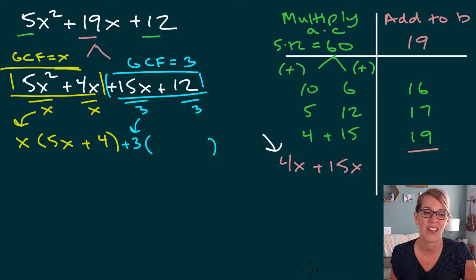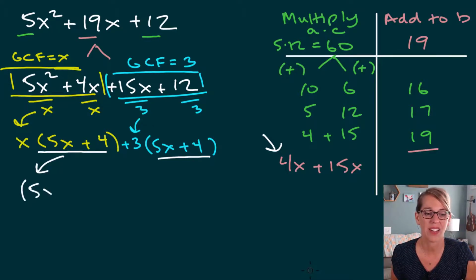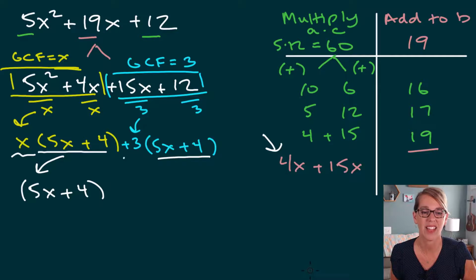What do I have left? 15 divided by 3 is 5, so I get 5x. 12 divided by 3 is 4. No coincidence, I ended up with the same factor in the parentheses, that 5x plus 4. This 5x plus 4 can now be factored out in front. So I've got the 5x plus 4. That leaves me with an x on the inside and a plus 3 inside the remaining set of parentheses, x plus 3. This is our answer.